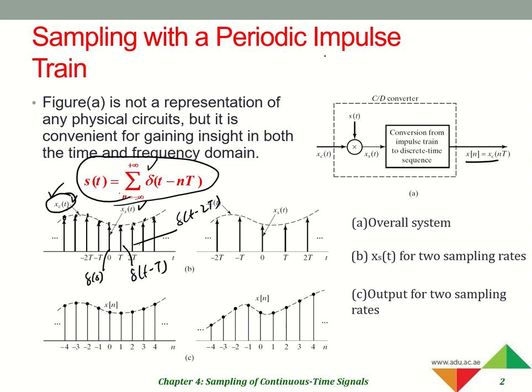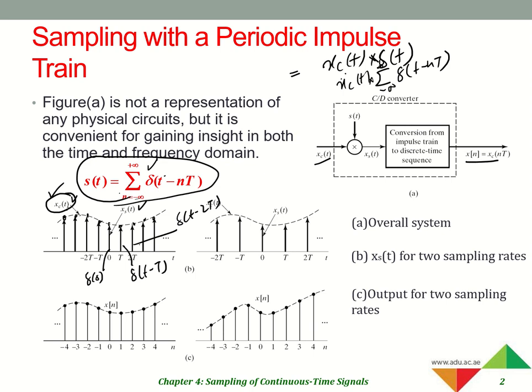So when this continuous time signal is multiplied with this impulse train, whenever two signals are multiplied, that process is also called modulation. So basically this is a kind of modulation. What is our impulse train? Our impulse train is a train of shifted impulses, and you are multiplying these two signals.